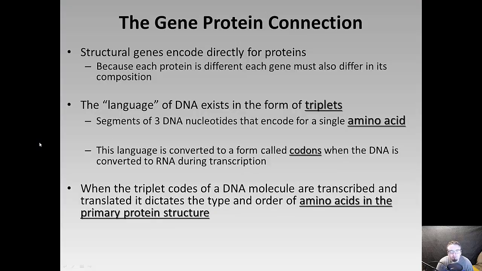Okay, so as you can see from the video, it gives you a visual of how transcription would look and then how translation would look. Now, translation is especially difficult. It's very mysterious. The transfer RNA molecules seem to just glide in and out of the picture and seem to magically find their spot, and it's very hard to see how that really works.